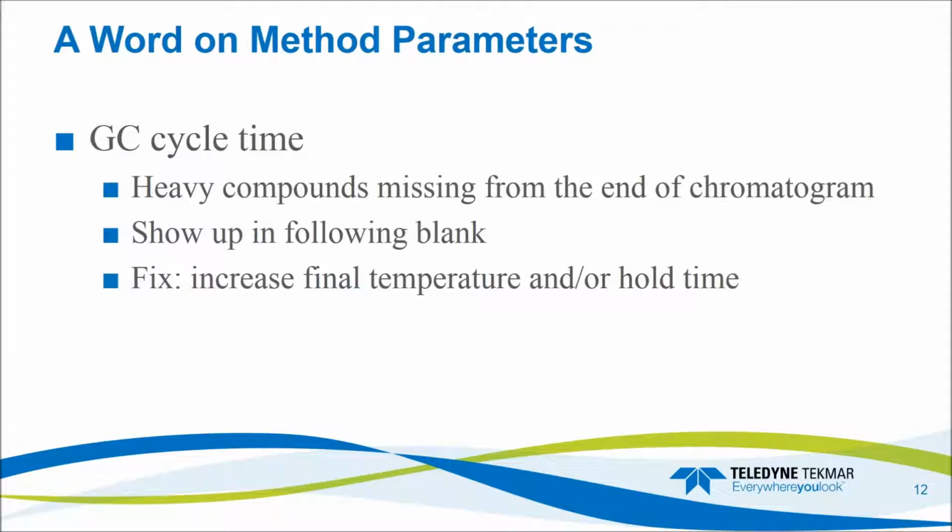And if all of the method parameters match up, then we know that we have some type of contamination in the system, and we can work to understand that. So a good example of method parameters, as I mentioned with GC cycle time, if you see your heavy compounds disappear off the end of your chromatogram, for instance, and then they show up in the following blank, what's likely happening is your column is not getting hot enough, or you're not maintaining that top temperature long enough to allow those compounds to sweep fully out of the trap and into the detector. So you'd want to increase your final temperature or your hold time to make sure all those compounds are swept through the detector before starting the next sample.